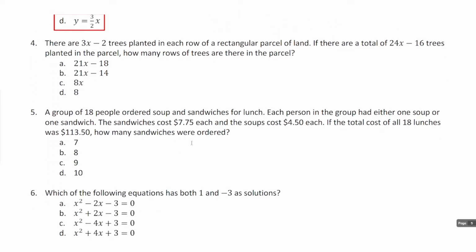Number 4 says there are 3x minus 2 trees planted in each row of a rectangular parcel of land. If there are a total of 24x minus 16 trees planted in the parcel, how many rows of trees are there in the parcel? So we've got a rectangle essentially here, and each row has 3x minus 2 trees. So I'll just say it's going to be our length here. Let me make the rectangle a little smaller.